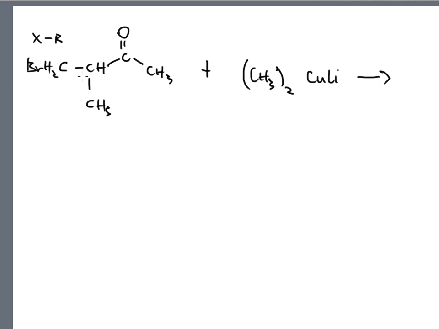Okay, so the issue here is that this is a more complicated type of molecule, and that complicated molecule has other things in it. This is a C double bond O. So how do we handle this type of situation with Gilman? Let me show you how to do this. I'm going to rewrite it. Br, CH2, CH, CH3, carbon double bond O, CH3. All right, so there's that.